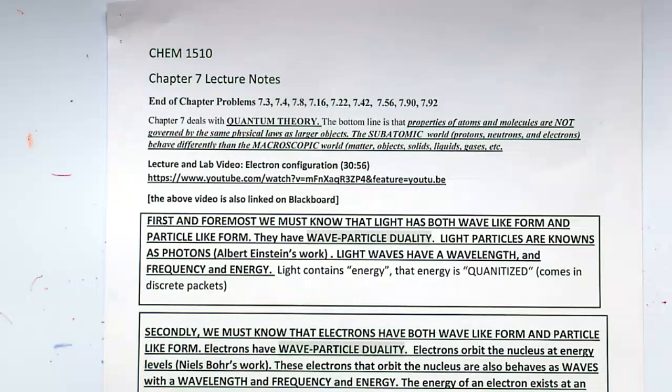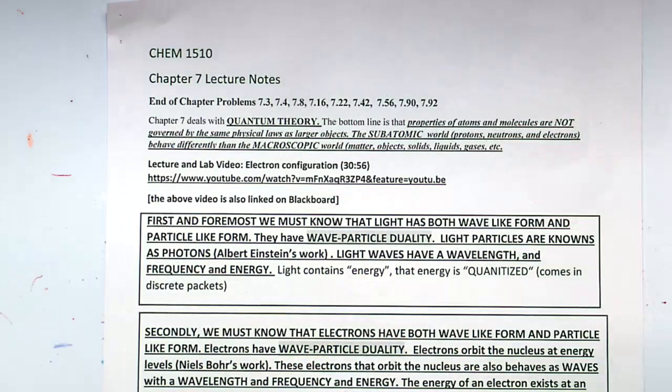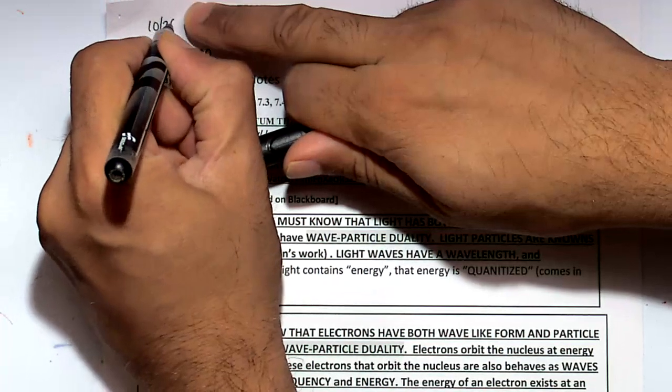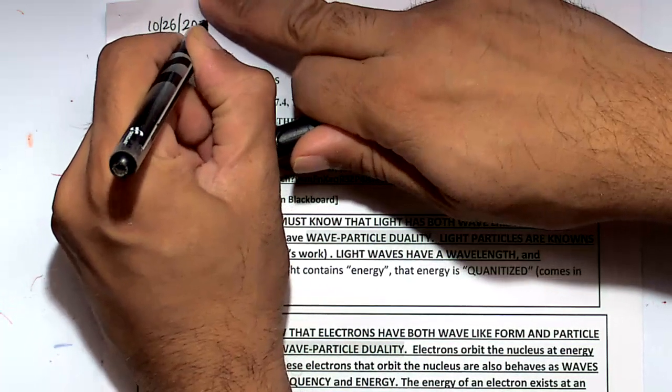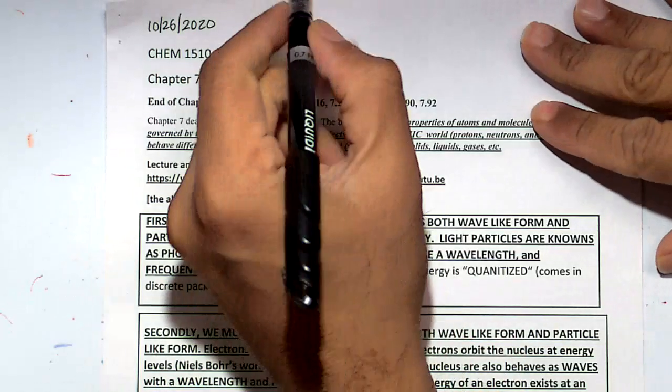Having said that, let's start with chapter 7. Work on your chapter 7 homework if you have not done so. Today is October 26th. We're going to talk about the electrons here.